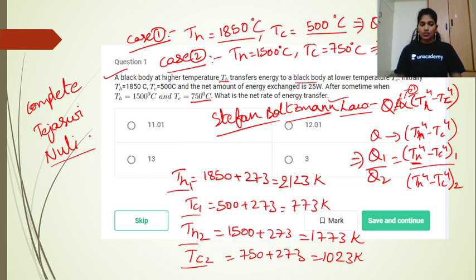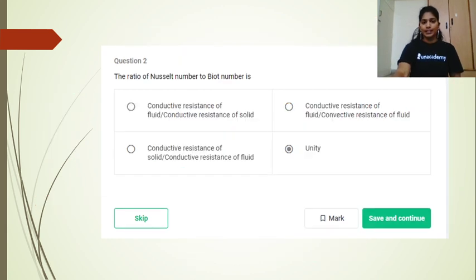Yeah. So we already have the Q1 value. So from this, if you substitute all the values of TH1, TC1, TH2 and TC2 in the ratio, you will be able to calculate Q2. Okay. So do the calculations and the answer will be somewhere around 11.01. Okay. So option 1 is the correct answer. Right? Any doubts? Okay, okay. So yeah, next question.